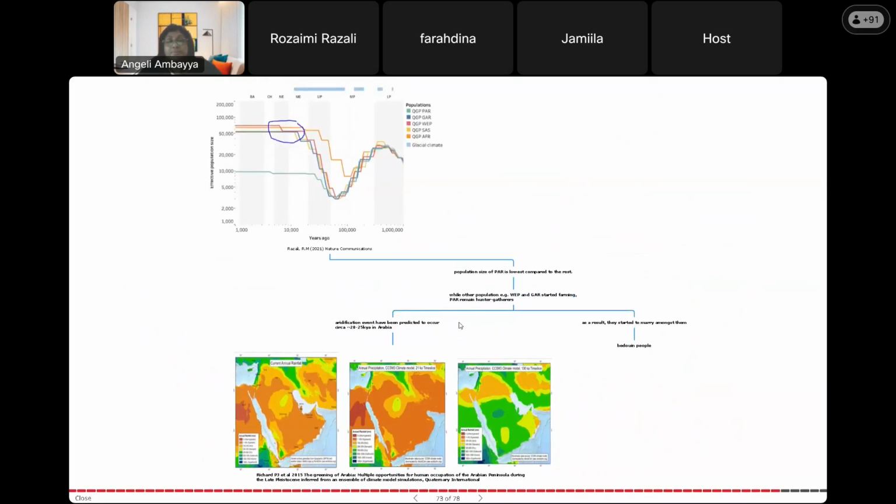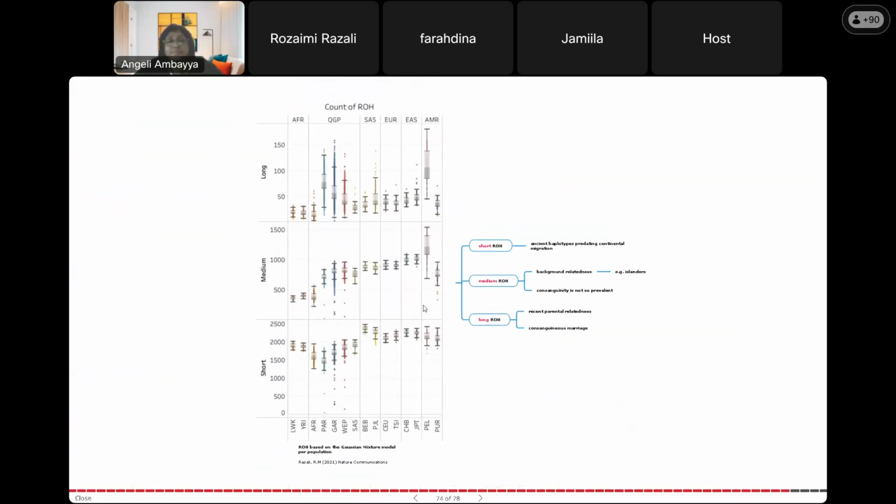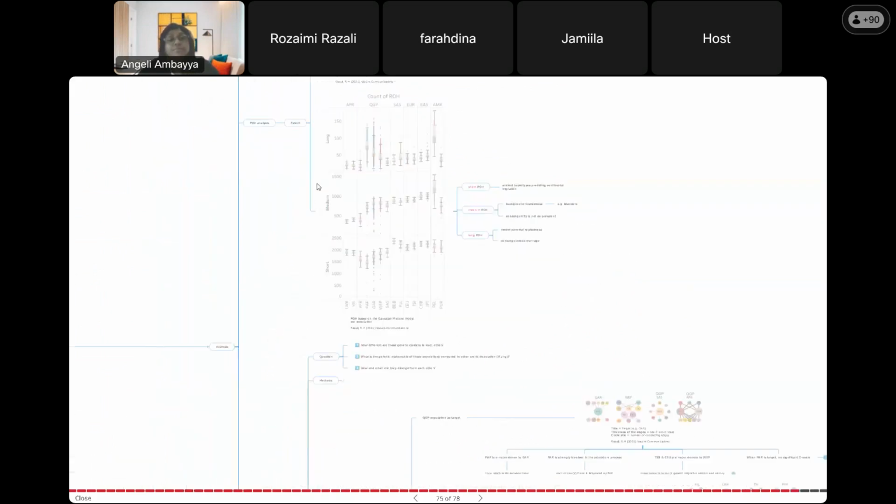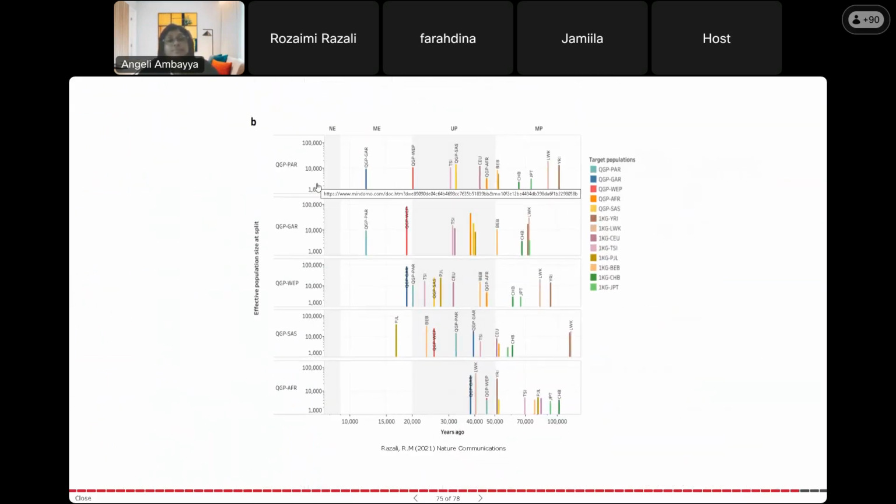So as a result, what happened to the PA? Because most of the population left the Arabian Peninsula, they had to marry between each other, between the PA tribe. So this is the birth of the Bedouin people, right? This is how Bedouin came into existence, which makes sense. That explains the high rate of long ROH that we saw previously, and why there is a high rate of inbreeding. So we kind of answered how recent the parental relatedness is. It's around 20 to 6,000 years ago.